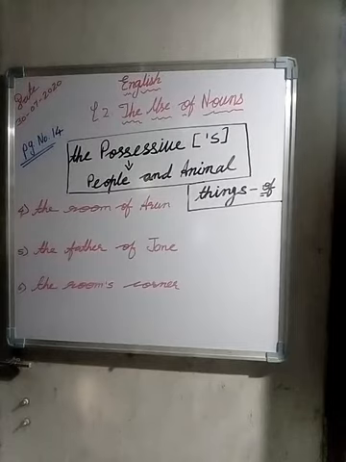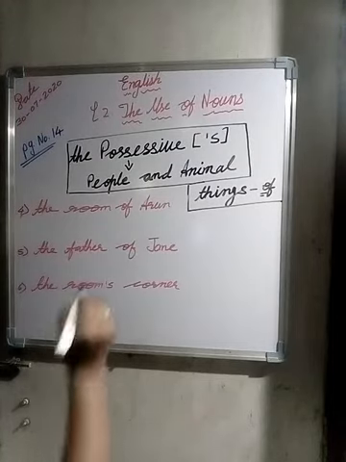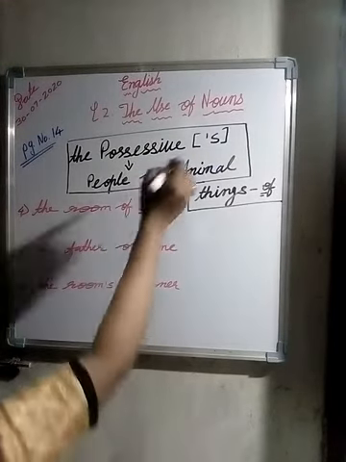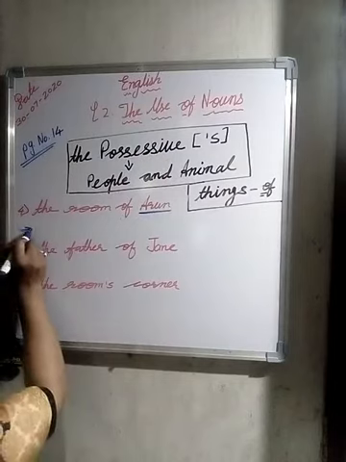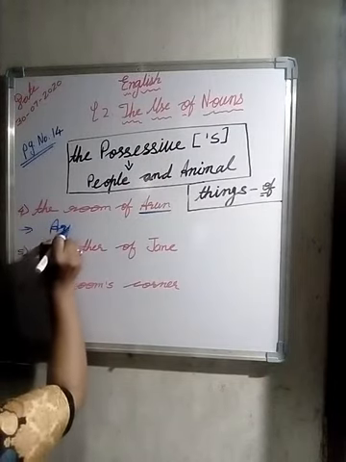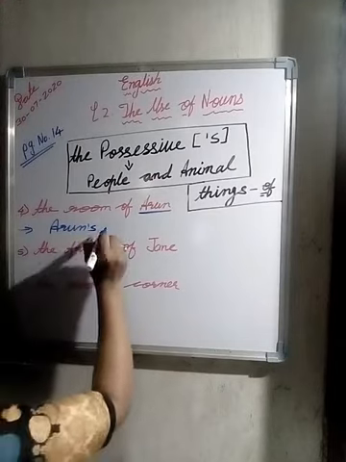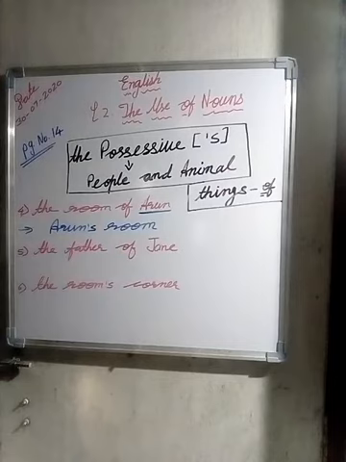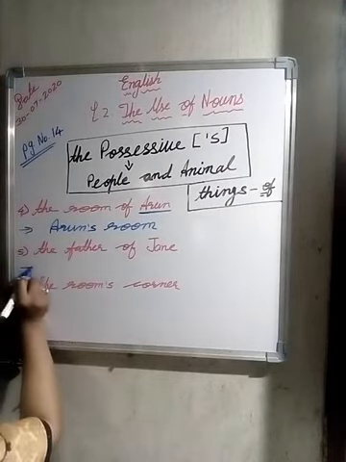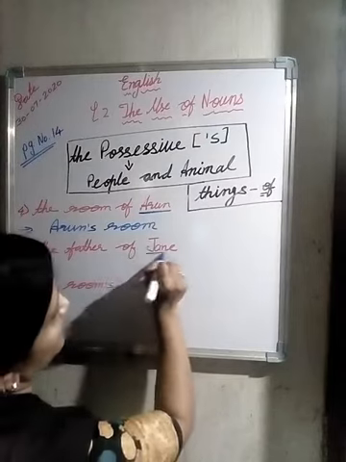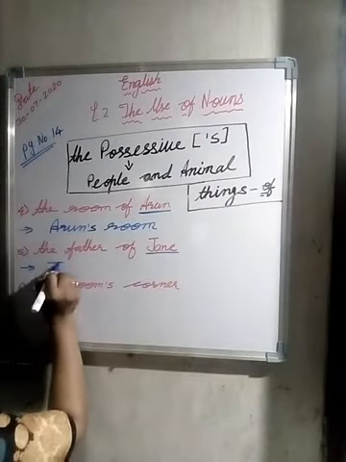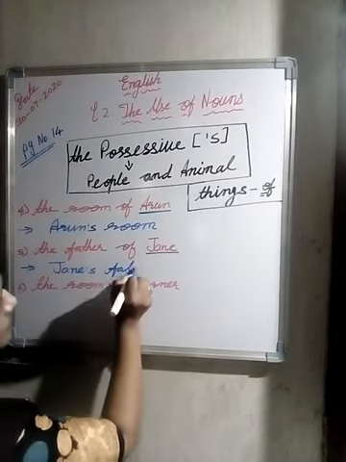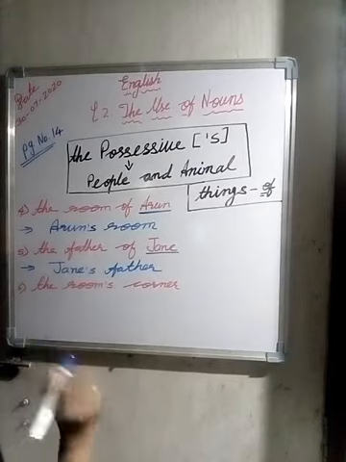Now see the fourth sentence, "the room of Arun." Here you can observe the name of a person. Arun is a person, so you can use the possessive form here for Arun. So what will be the answer? Arun's room. Okay, that room belongs to Arun, so the answer will be Arun's room. See the fifth one, "the father of Jane." Again Jane is the name of a person, so you can write Jane's. Okay, you can write the apostrophe: Jane's father. So this will be a correct answer.